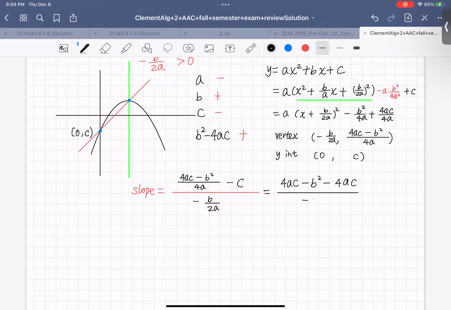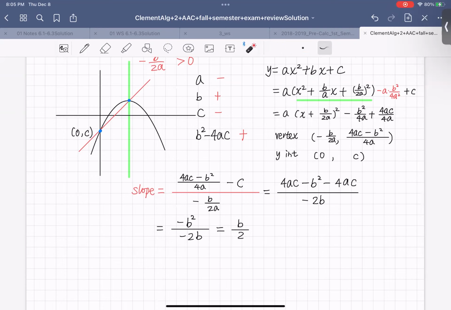This is negative 2 times b. That's canceled. This gives you negative b squared over negative 2b. Negative cancel. This is b over 2. What does b over 2 mean?